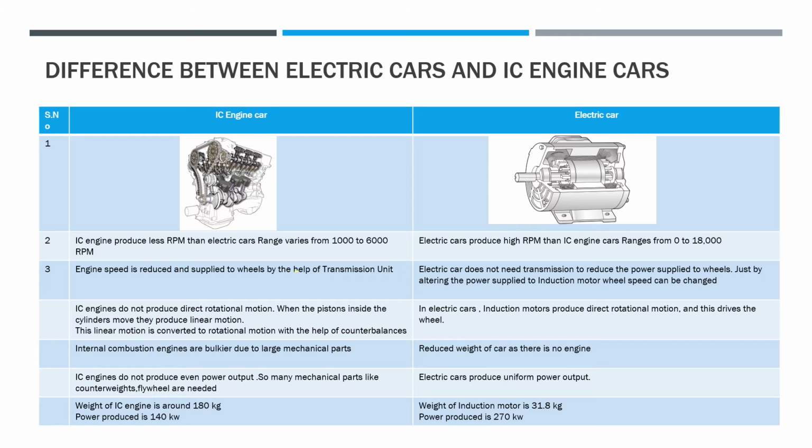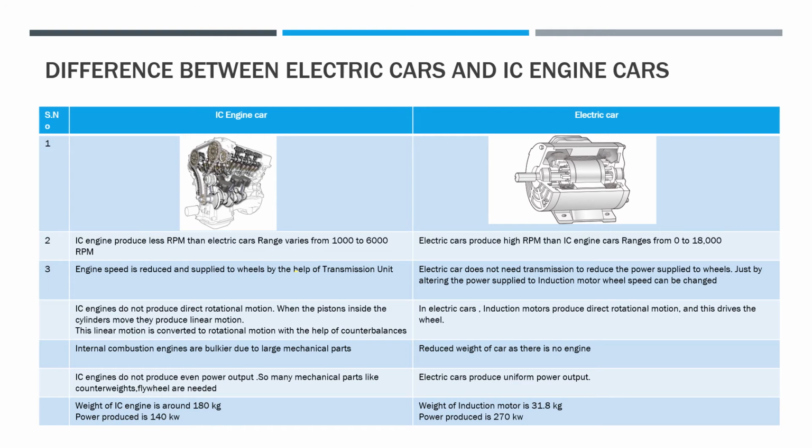The IC engine speed is reduced and supplied to the wheels by the help of a transmission unit. An electric car does not need a transmission unit to reduce the power supply to the wheels. Just by altering the power supply to the induction motor, wheel speed can be changed.